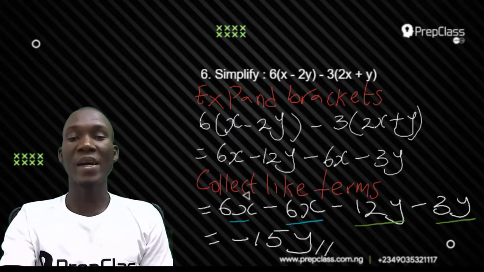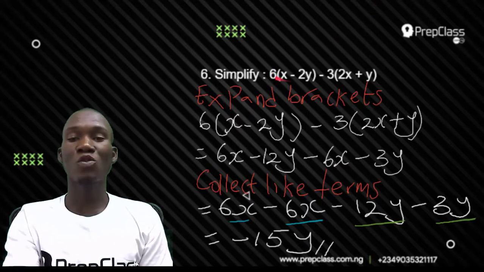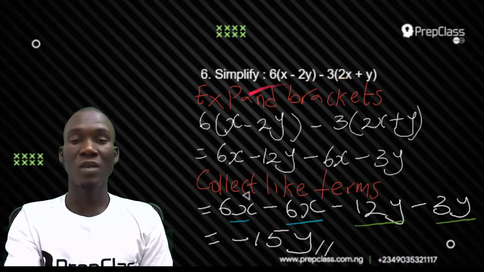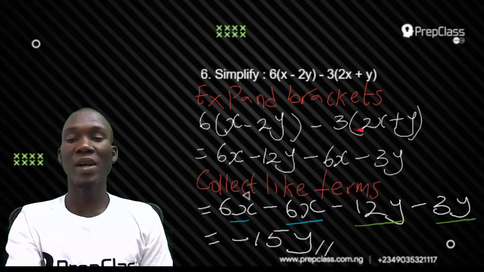So to expand the bracket means we are going to use 6 outside this bracket to multiply x and 2y that are inside this bracket. Also, we are going to use minus 3 outside this bracket to multiply 2x and y that are inside this bracket. So let's do this. Expanding the bracket. 6 into bracket x minus 2y close bracket minus 3 into bracket 2x plus y close bracket.